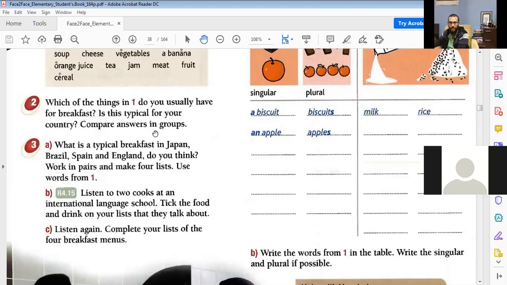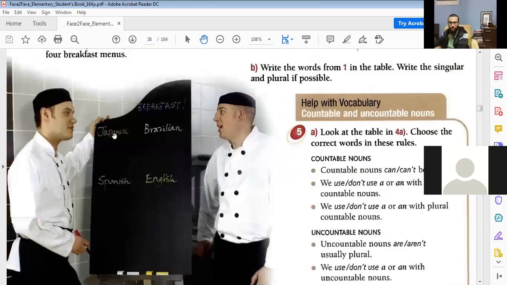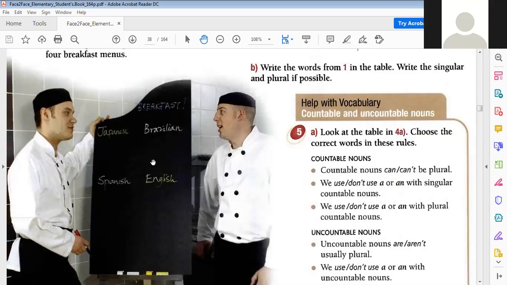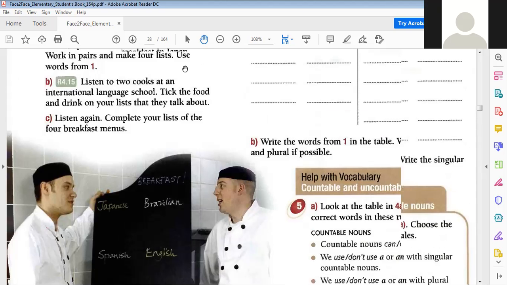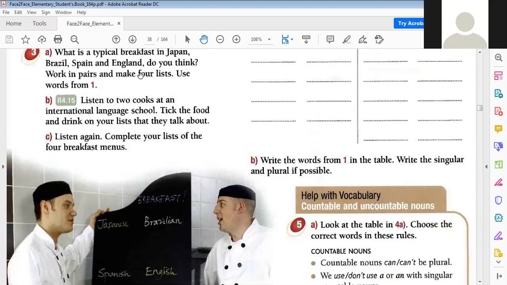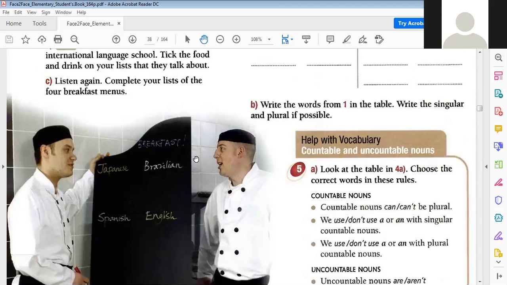So we also listened to these two cooks having a chat. They discussed the different menus, how to make, or some of the things that Brazilian students like, Japanese students like, Spanish students, and English students. So we listened to this conversation from two cooks at an international language school.